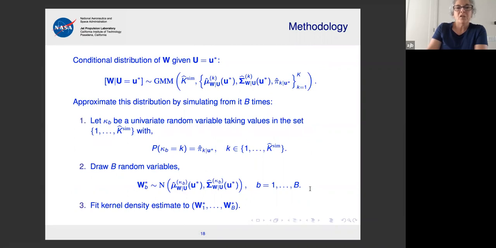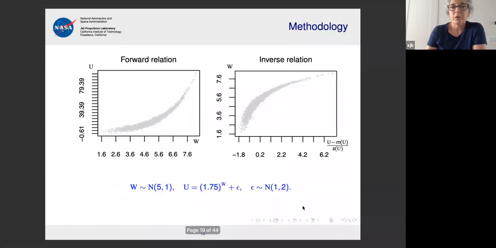So if I have a new observation U, or a new retrieval U that is observed at U star, I can simply plug that into these formulas and build myself a Gaussian mixture model specific to that input, and then I can sample from it to simulate the posterior distribution for that footprint or for that retrieval. All right, I don't want to dwell on that. I wanted to get to this.